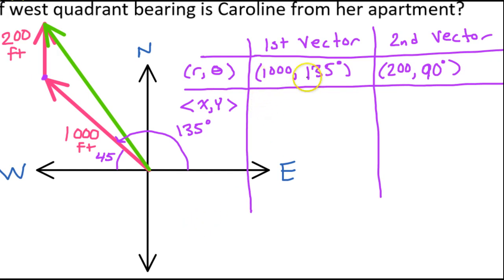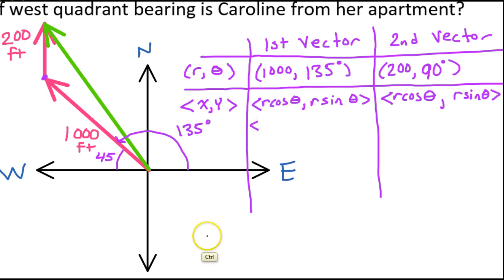Now let's turn this magnitude and direction into component form for each vector. The way we do that is r cosine theta for the horizontal component, and r sine theta for the vertical component. We're going to do that for both vectors. This might be hard to fit because the numbers are so big, so maybe I'll better write this down here.